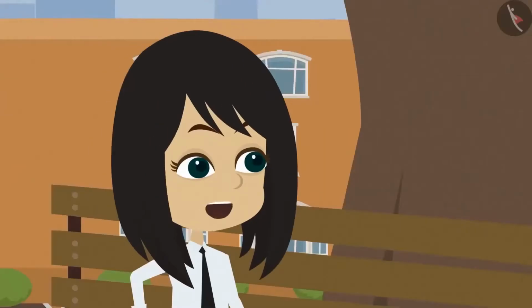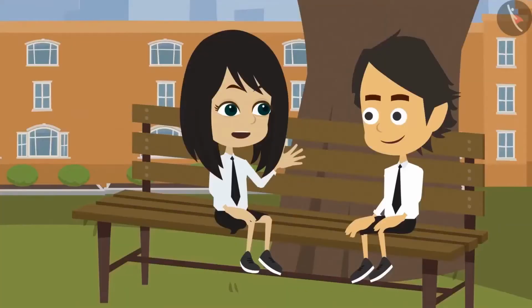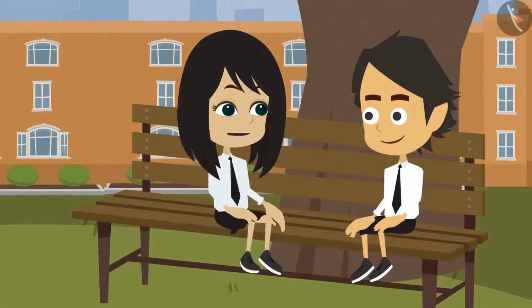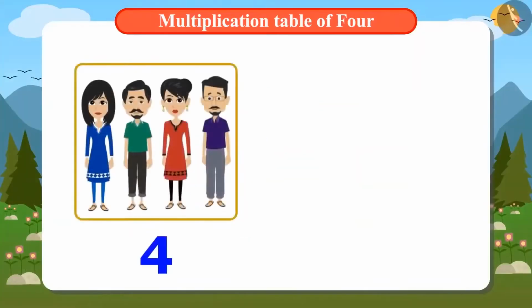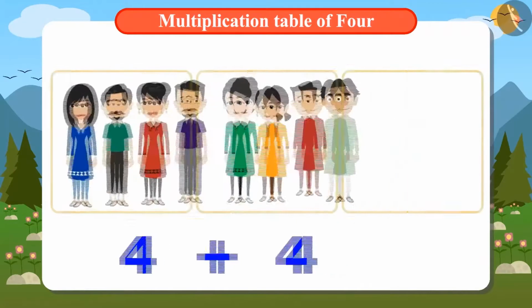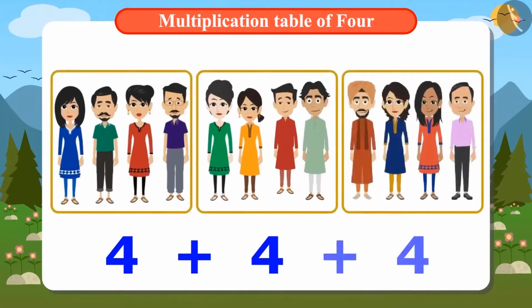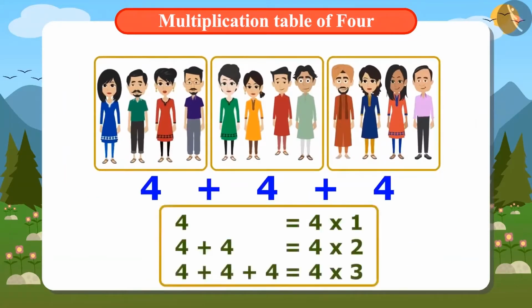Just tell me the total number of guests. 32. And how many guests can use one table? 4. Each table is for 4 guests. To know how many guests will use 2 tables, you have to add 4 2 times. For 3 tables, you have to add 4 3 times. That means you have to read the multiplication table of 4.